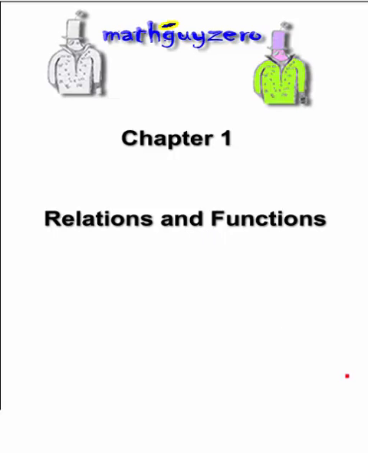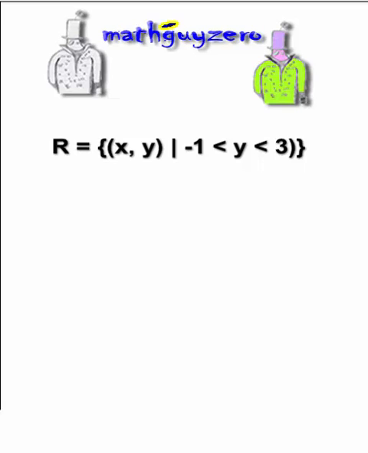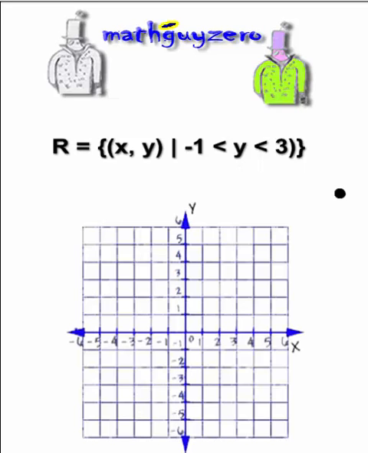Okay, we're going to go ahead and graph our last relation using interval notation. And here it is. This says the relationship R equals the set of any point on the plane such that y has to be between -1 and +3, and not inclusive because it's not a less than or equal to sign. But let's go ahead and pull up our graph.